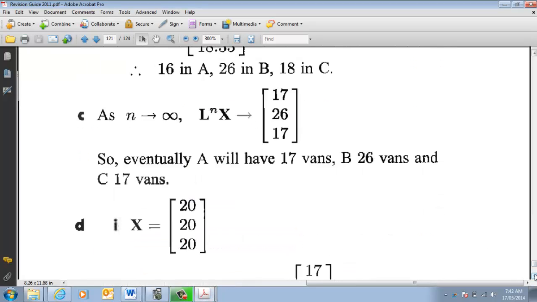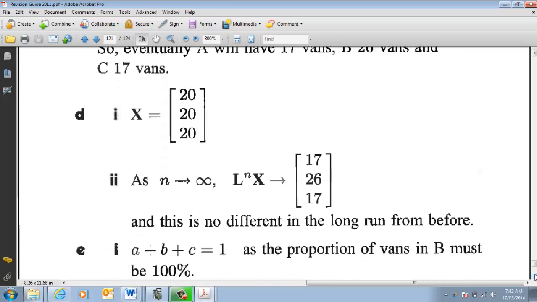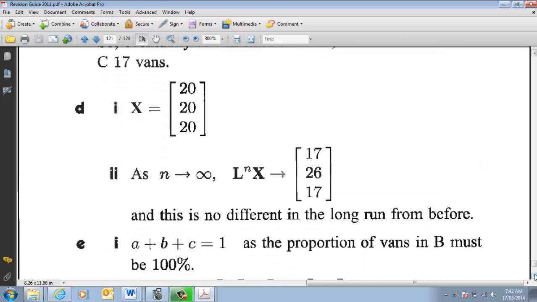And then it asks you to go through and calculate what you would expect the number of cars to be in each town in the long run. Because our original matrix, our L matrix, hasn't changed, it doesn't matter really how many cars you start with in any of the towns, ultimately you're going to end up with 17, 26, 17. That's what's going to happen, alright? Because the transition matrix will do that for you. You could start with all the cars in town C, and that's what you'll end up with in the long run.